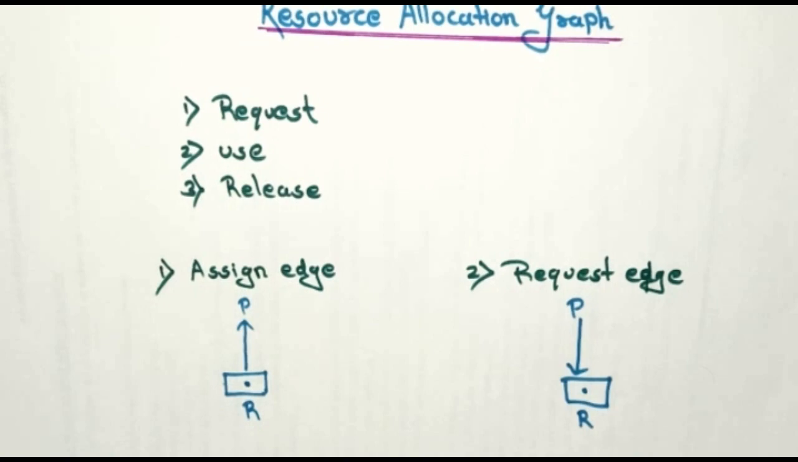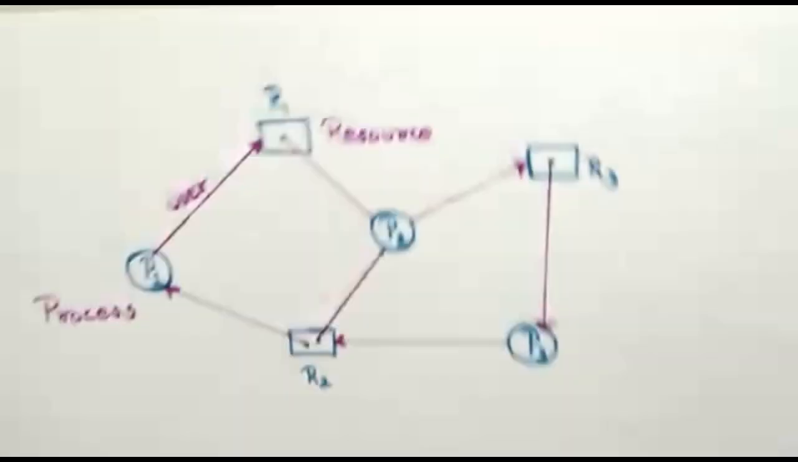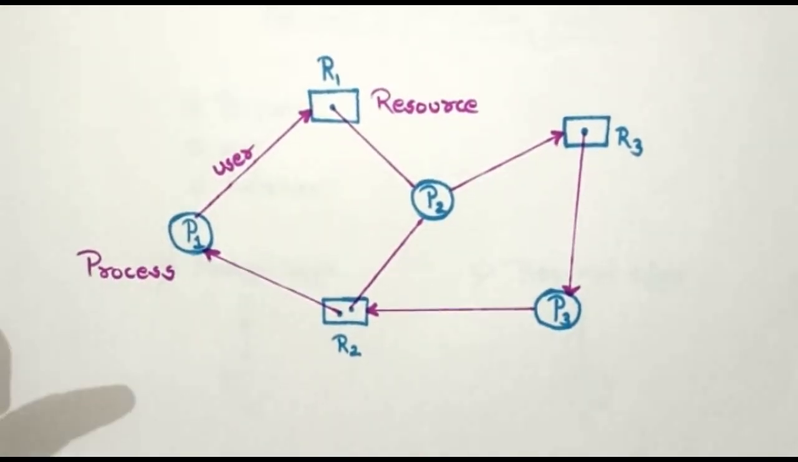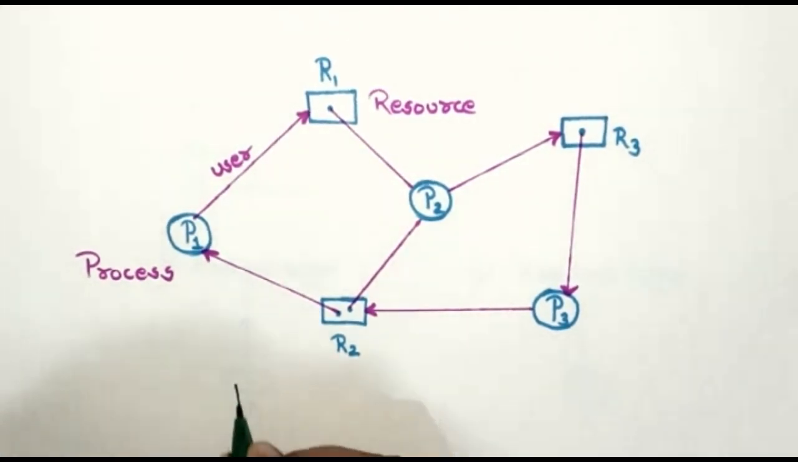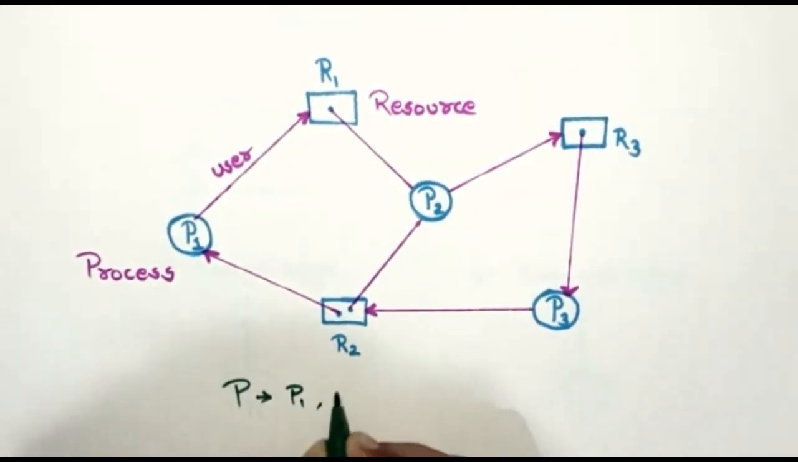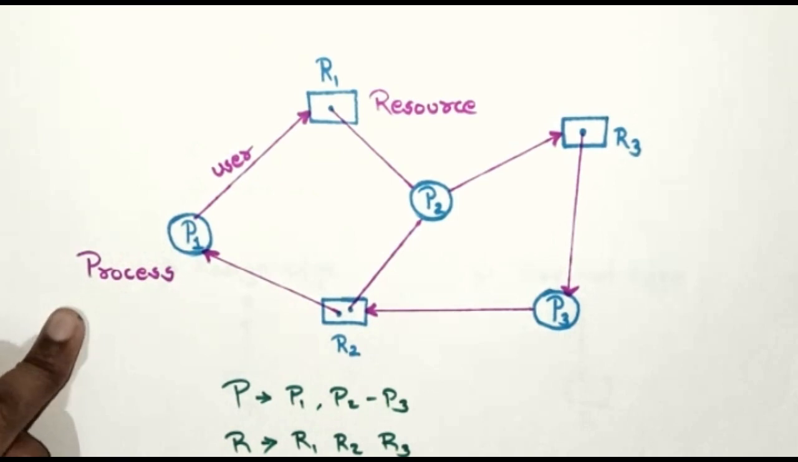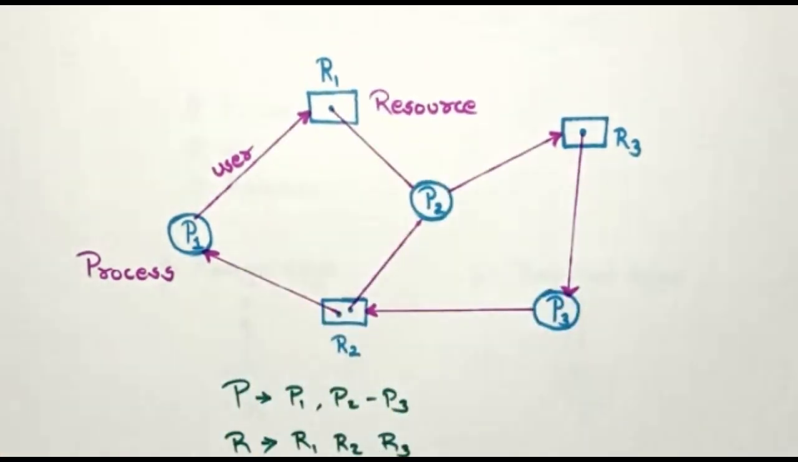Now we will see the resource allocation graph. Here P means process and R means resource. P consists of processes like P1, P2, P3, and R indicates the resources like R1, R2 and R3. These are the resources that we have taken. In the resource allocation graph, the circle indicates the processes and the rectangle indicates the resources.